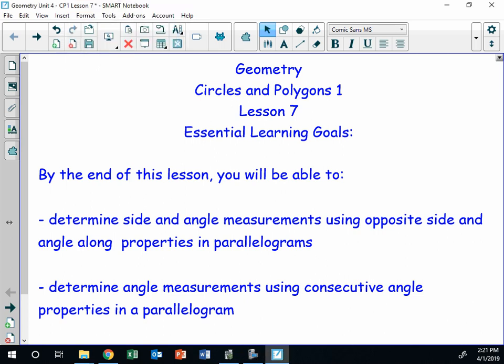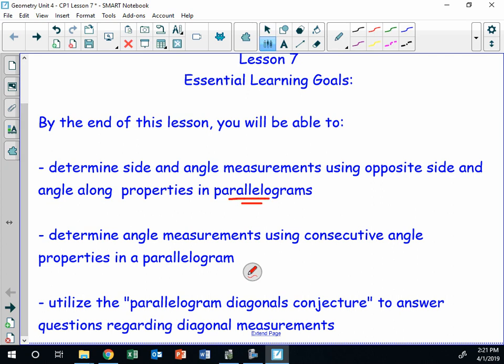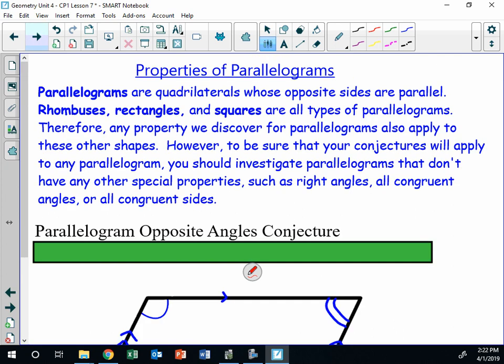We're looking at Circles and Polygons Unit 1 still, Lesson 7. In this lesson we're going to be looking at the specific shape of the parallelogram and looking at how side and angle measurements using different properties work within a parallelogram, determining angle measurements using consecutive angle properties in a parallelogram, and then also looking at parallel diagonals and what happens with those measurements within a parallelogram.